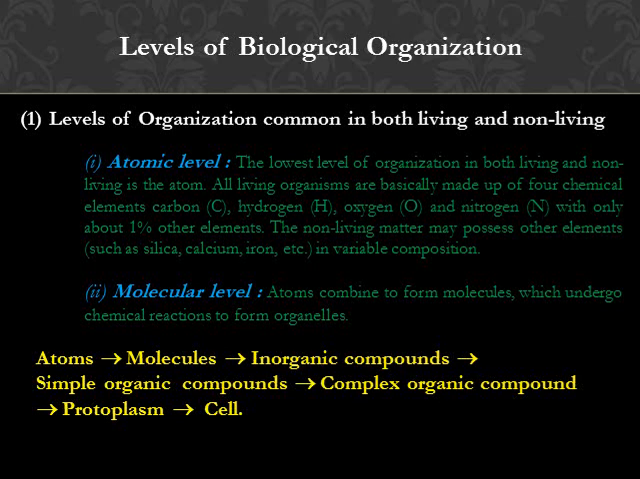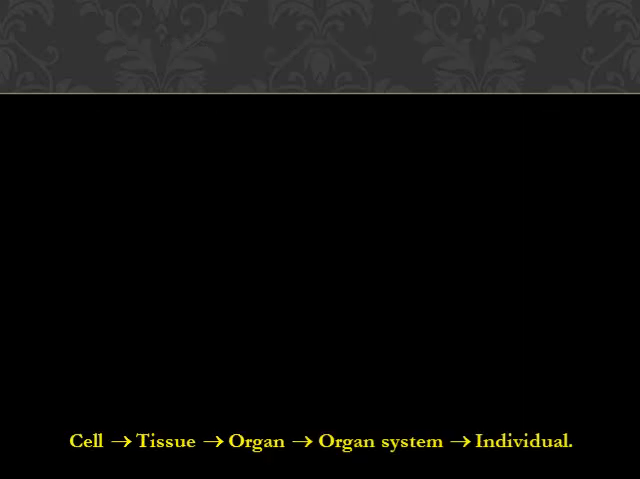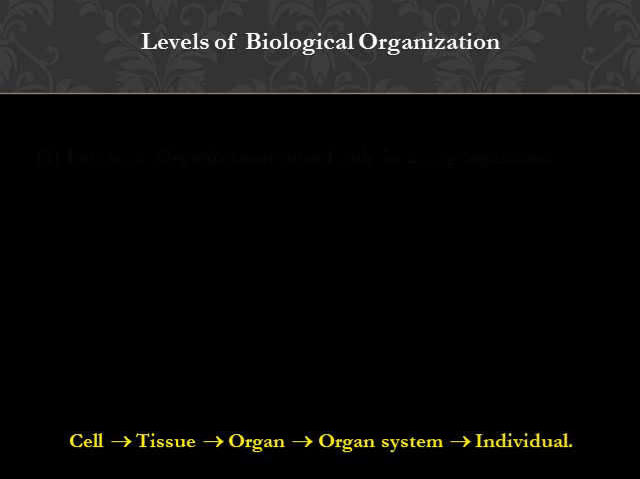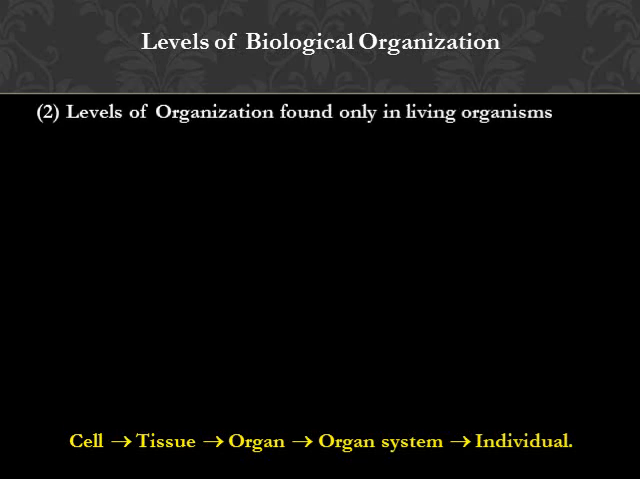Let us see the other levels of organization which are found only in living organisms, not in non-living things, right? Fine. The levels of organization which are found only in living organisms. If you see at the bottom, we have seen this one in standard 9. Cell. Cell makes the tissue. Tissue makes the organ. Organ makes the organ system. And organ system makes the individual.